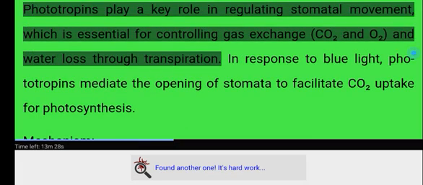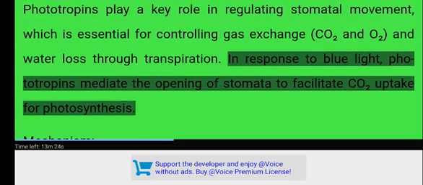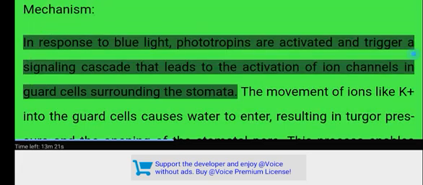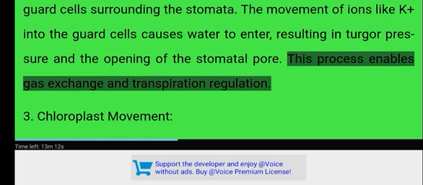2. Stomatal opening. Phototropins play a key role in regulating stomatal movement, which is essential for controlling gas exchange, CO2, and water loss through transpiration. In response to blue light, phototropins mediate the opening of stomata to facilitate CO2 uptake for photosynthesis. Mechanism. In response to blue light, phototropins are activated and trigger a signaling cascade that leads to the activation of ion channels in guard cells surrounding the stomata. The movement of ions like K+ into the guard cells causes water to enter, resulting in turgor pressure and opening of the stomatal pore. This process enables gas exchange and transpiration regulation.